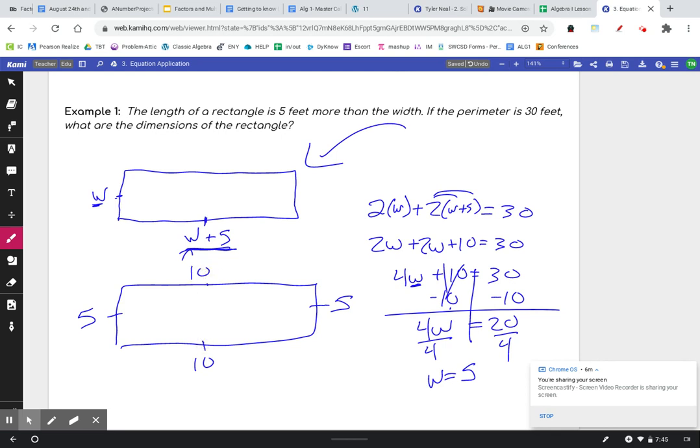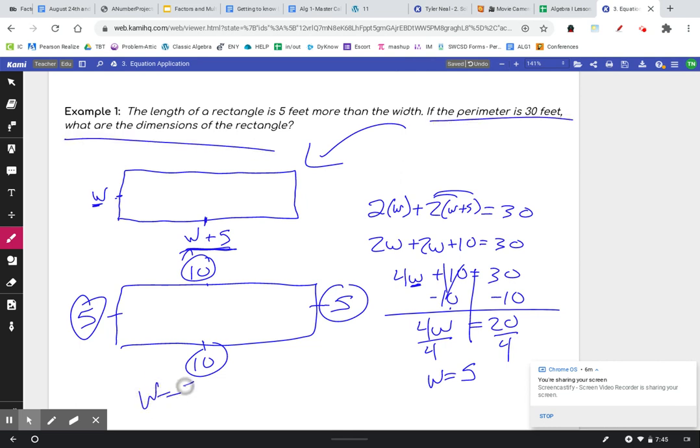And we know the perimeter is 30. So do these add up, right? We have 10 plus 10, that's 20, plus 5 is 25, plus 5 is 30. So we can go ahead and say, because I need to make sure I'm answering the question, it says, if the perimeter is 30, what are the dimensions of the rectangle? I know that the width is 5, and then the length is 10.